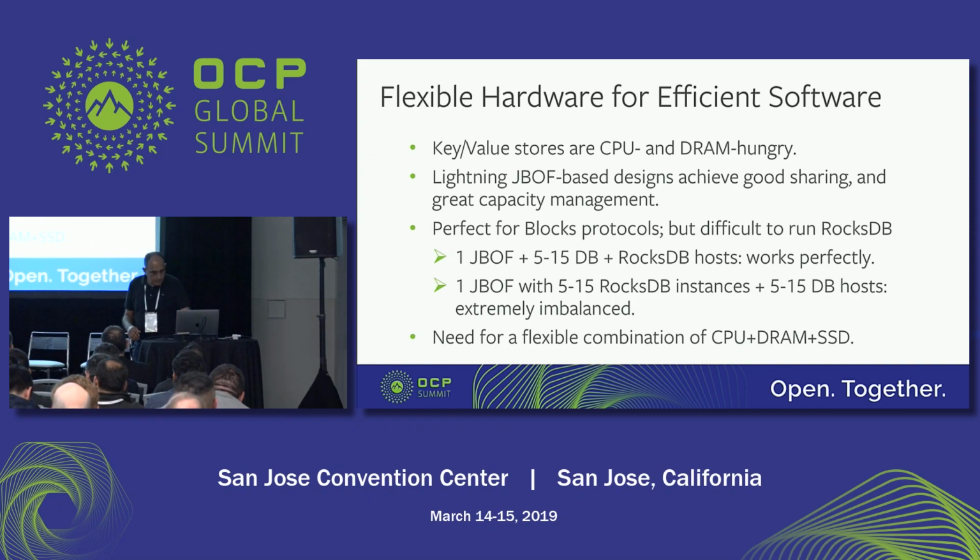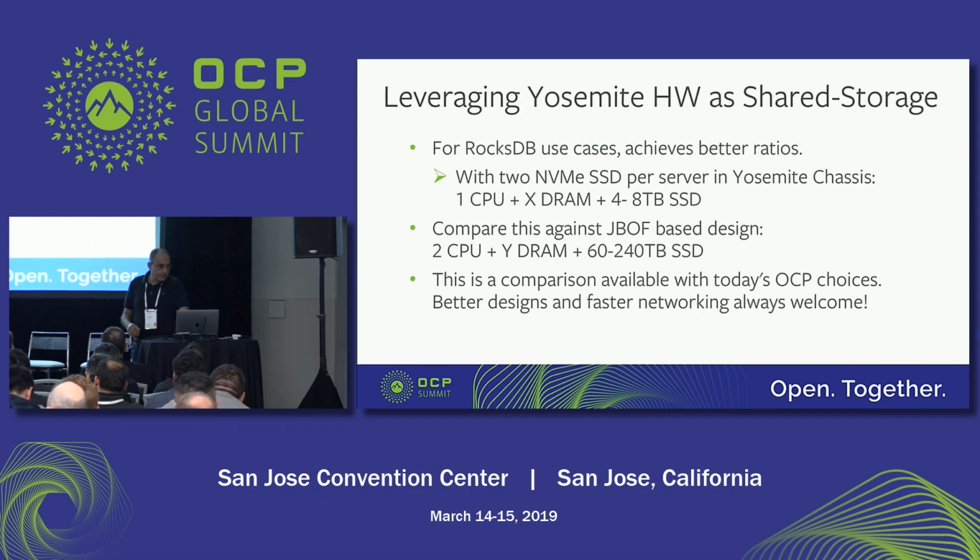So that's basically the quick summary. We started with Lightning-based solutions. We're able to transfer the knowledge we gained onto Yosemite, and we're able to get better efficiencies. That's made possible because there were choices. Without choices, we would have constrained solutions. So in summary, OCP solutions should permit ratios which are more flexible.